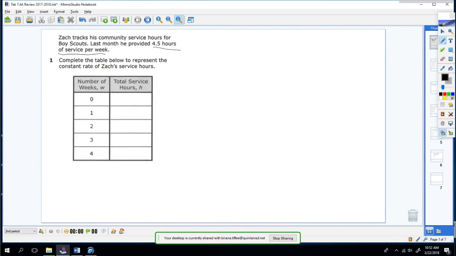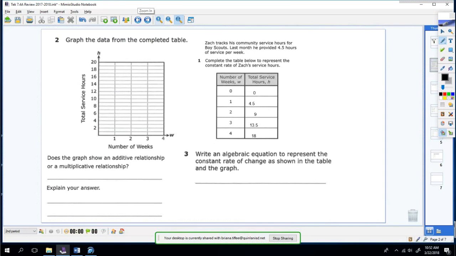Complete the table below. So in 0 weeks, that means he works 0 hours. 1 week, he works 4.5. 2 weeks, he works 9. 3 weeks, he worked 13.5. And then 4 weeks, he'll work a total of 18. It's just increasing by 4.5. It's at a constant rate of 4.5. So what we're going to do is we're going to graph that.